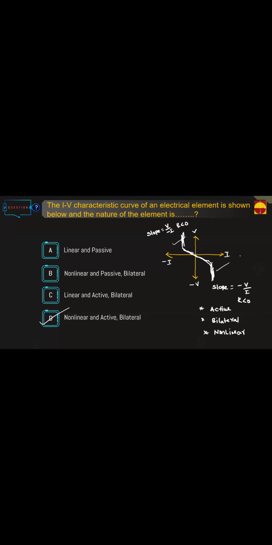Bilateral means both the sides have the same characteristics, the same slope value. Otherwise, it's unilateral. Like that, you have to identify the type of element. This is one concept with respect to fundamentals of electrical.